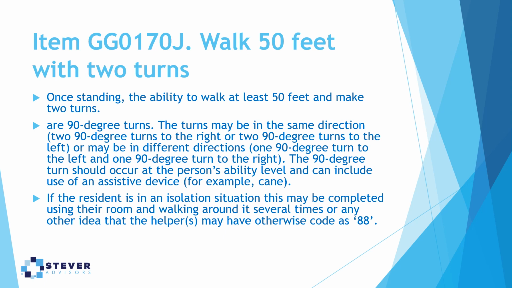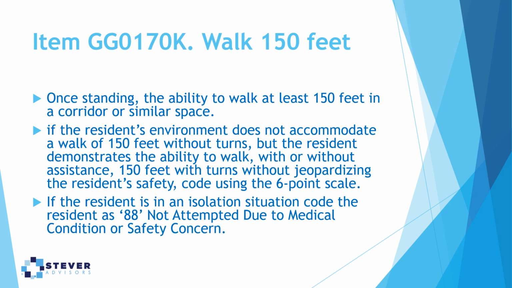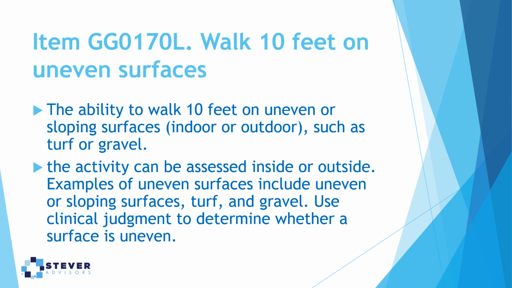Walk 50 feet with 2 turns. If the resident is in an isolation situation, this may be completed using a broom and walking around it several times, or any other idea that the helpers may have. Make sure that they use any assistive devices the resident normally uses. Walking 150 feet. This may be difficult to attempt if the resident is in isolation. If you can determine this, then do so. If not, code the resident as 88, not attempted due to medical condition or safety concern. We do not want to place the resident or any other residents or staff at risk.